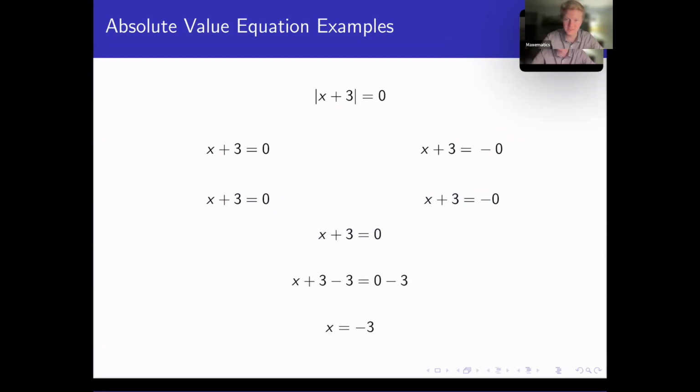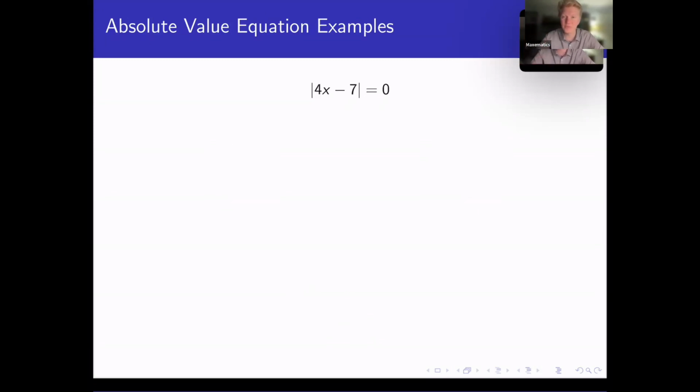Subtract 3 on both sides, and we get only one answer. And that makes sense, because if we want the absolute value of something to equal 5, well, the absolute value of 5 is 5, and the absolute value of negative 5 is 5. However, the only thing whose absolute value is 0 is 0. So it makes sense that there's only one possibility there.